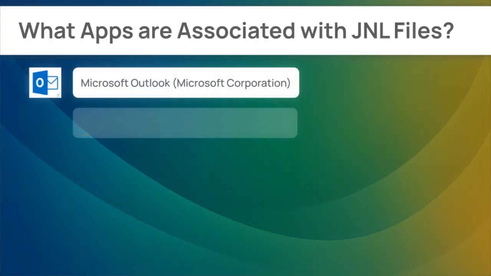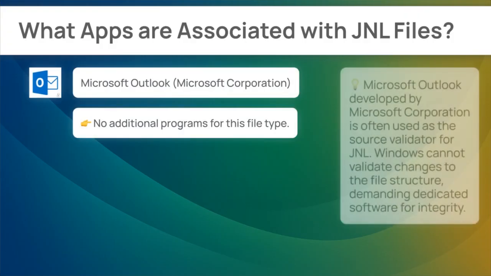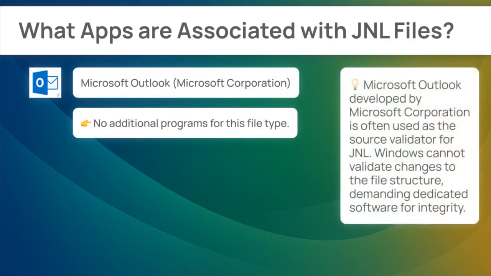This JNL file is handled by the industry standard tool, Microsoft Outlook from Microsoft Corporation. The file requires specific internal validation routines that only the proprietary software performs. Windows displays only general characteristics, while true access requires specialized programs.